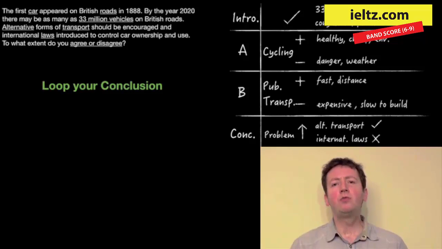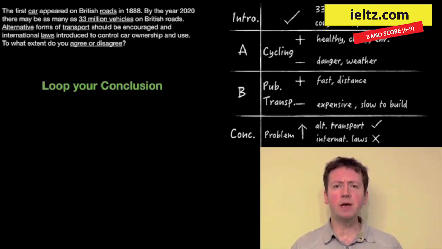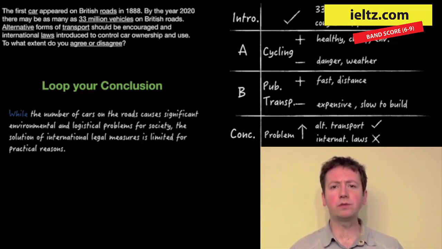Remember, in the conclusion, we want to make reference to the question, loop back to the introduction, disagree with the law's solution, and look forward by predicting the future trend with the transport topic. With all that in mind, the conclusion can go something like this. While the number of cars on the roads causes significant environmental and logistical problems for society, the solution of international legal measures is limited for practical reasons.